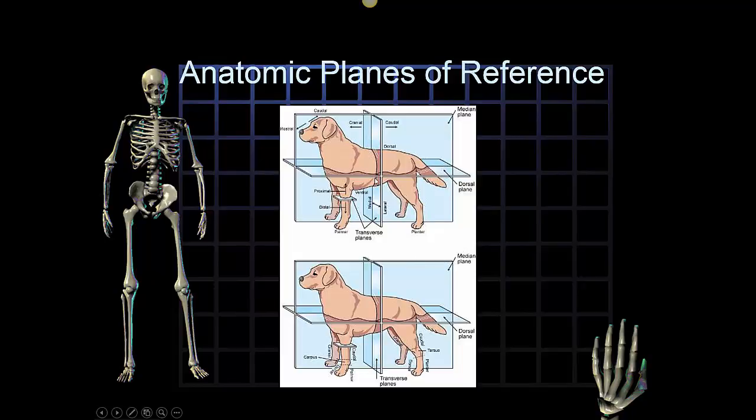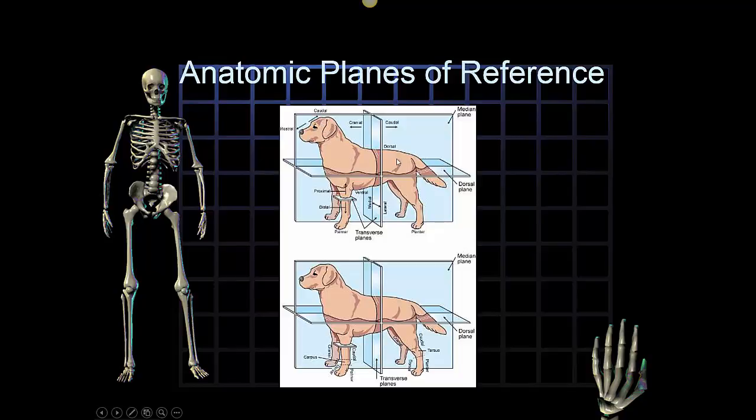If we cut the dog in half from front to back, that's what's going to be called the transverse plane. And if we cut the dog from top to bottom, that's known as the dorsal plane. Those are the main planes that we use in the body to help divide and decide a couple of key things that we will talk about here.